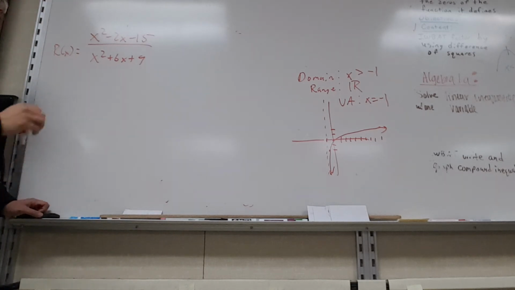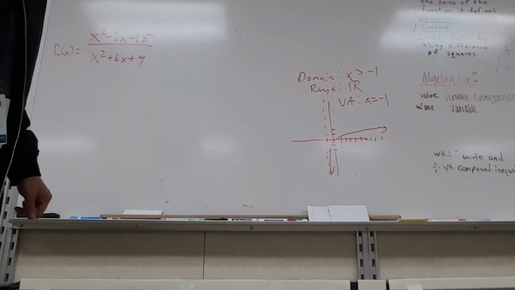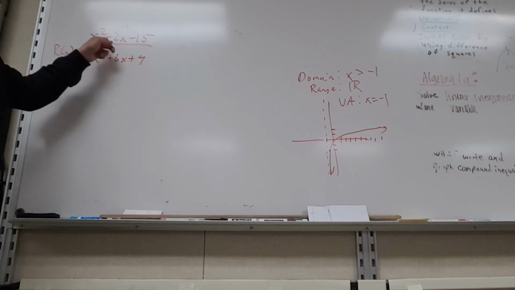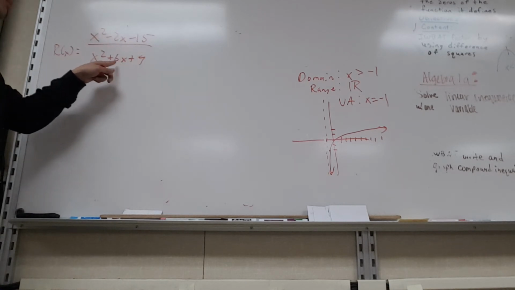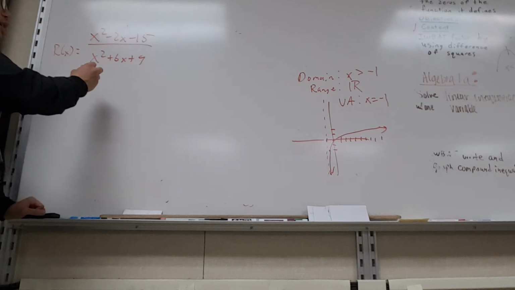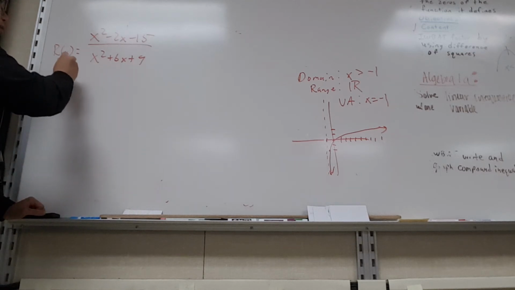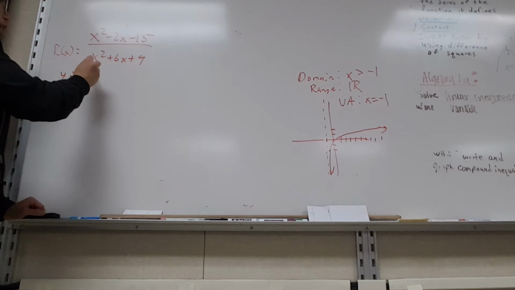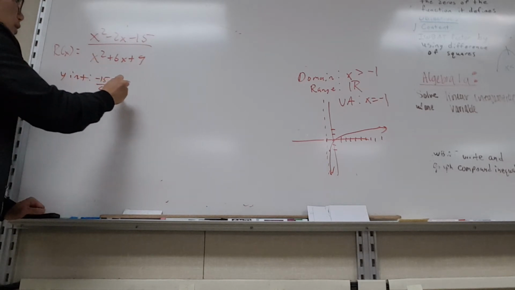Okay, a couple things from this. So x squared minus, if you can't see because of the glare, x squared minus 2x minus 15 over x squared plus 6x plus 9. The y-intercept is just negative 15 over 9, which is negative 5/3.